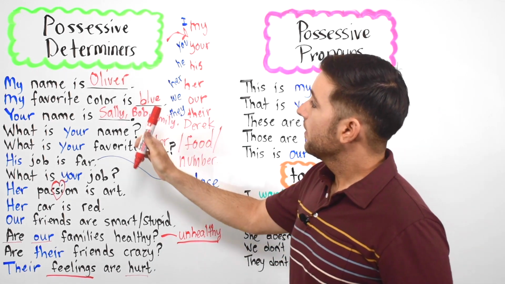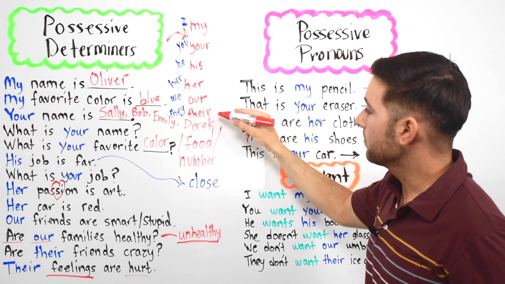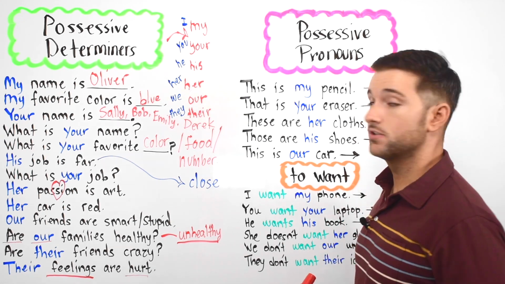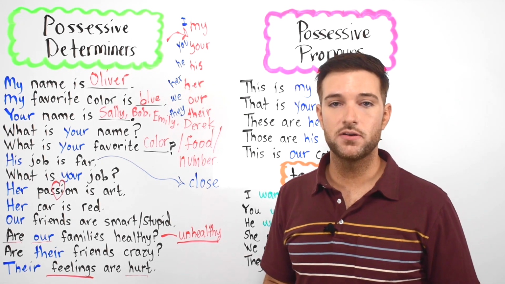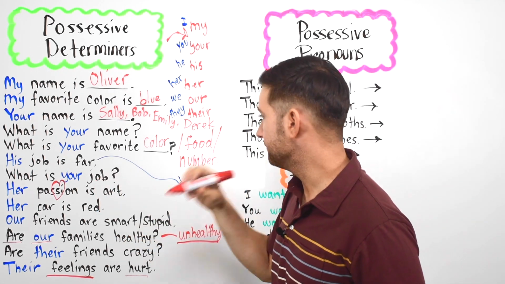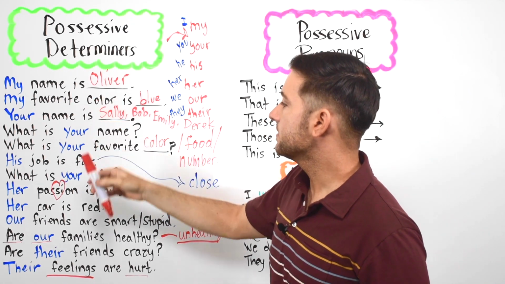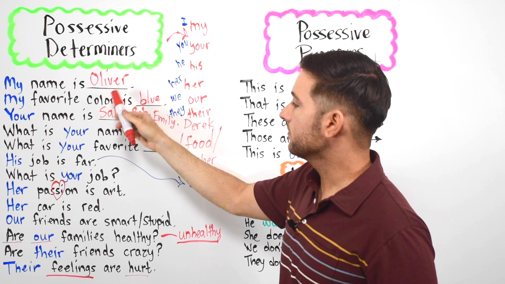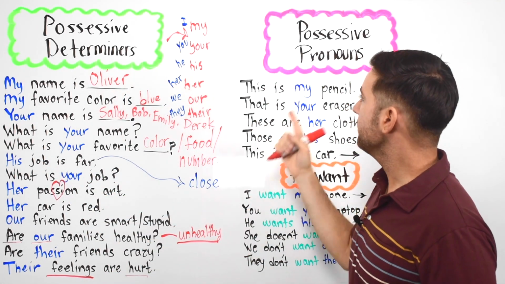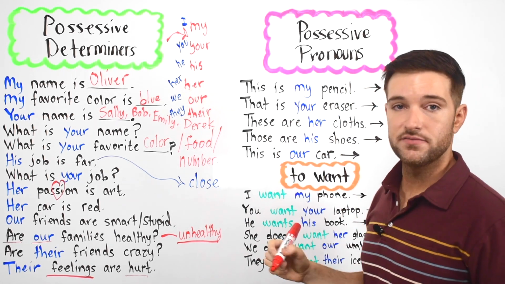Okay, so these are possessive determiners, okay? My, your, his, her, our, their. And now we are going to look at possessive pronouns. Don't forget that we use possessive pronouns in place of a noun. So you can see here that we have nouns here, like name is a noun, color is a noun, my name, Oliver, is a noun, okay? A job is a noun. We don't have nouns in this case. The possessive pronouns take the place of a noun.